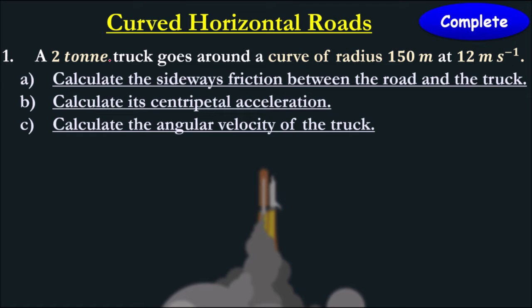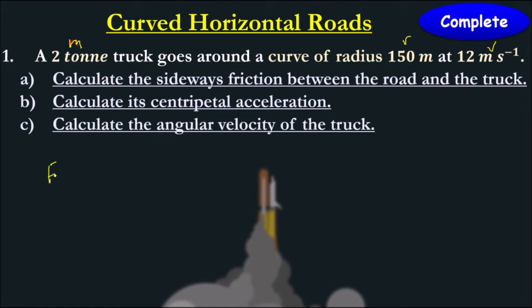We have a 2-ton truck, and so that's our mass. It goes around a curve of radius 150 meters at a velocity of 12, so that's our linear velocity. Calculate the sideways friction between the road and the truck. So this is for our curved horizontal motion.